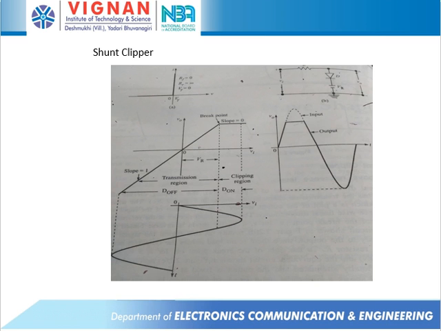And if Vi is greater than Vr, that means the input potential is greater than the reference voltage, then our anode potential is greater than the cathode potential, then our diode will be under forward bias. When the diode is forward biased, it can act as a short circuit. So when the diode is acting as a short circuit, the reference potential that we are having itself represents our output. So we can say when Vi is greater than Vr, Vo equals Vr.